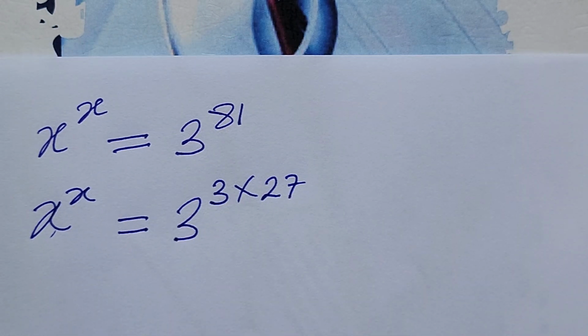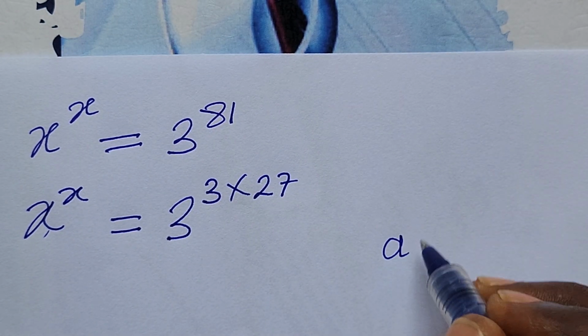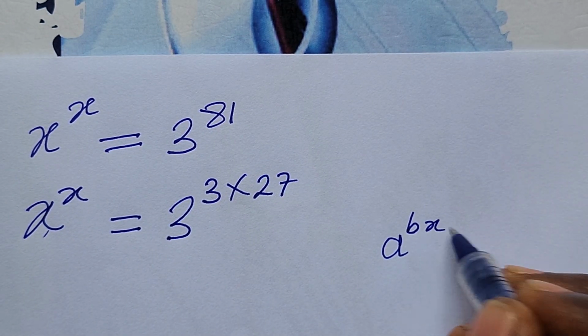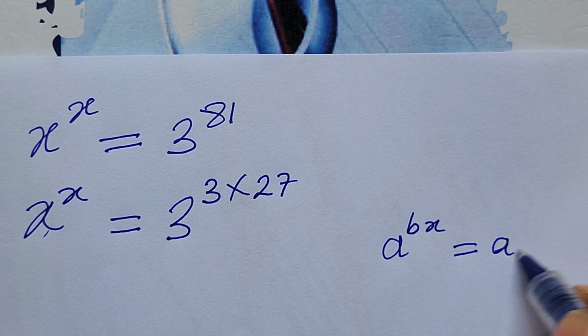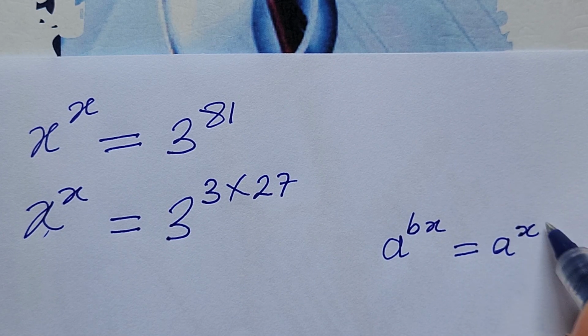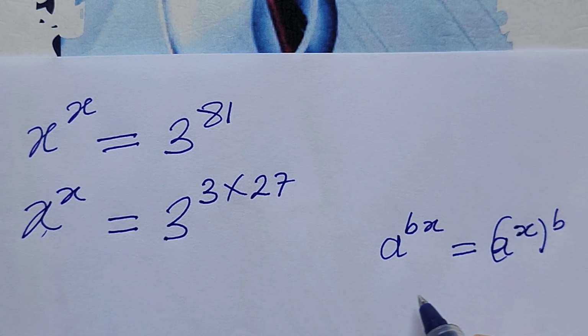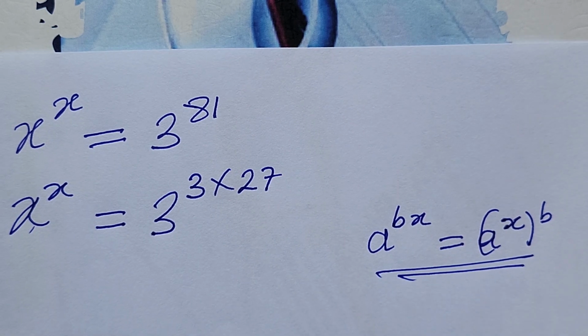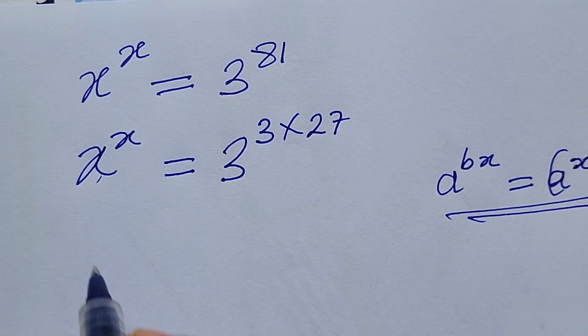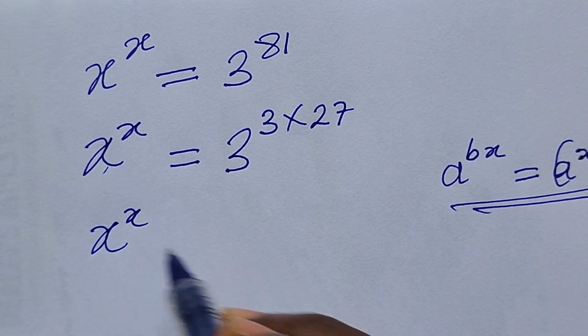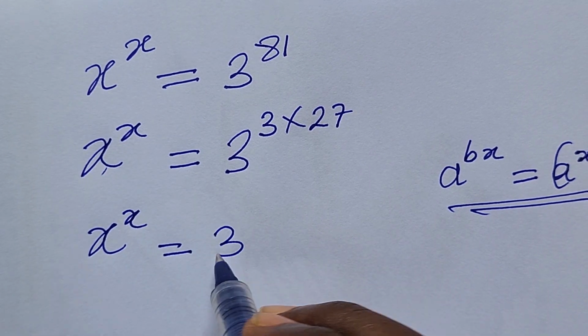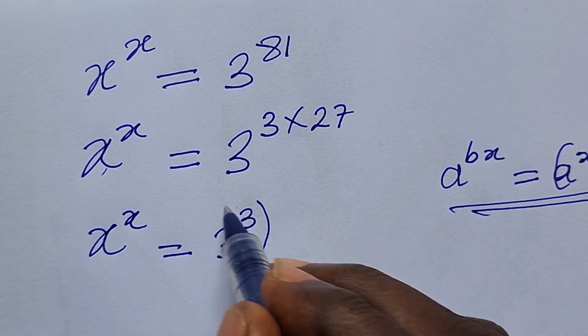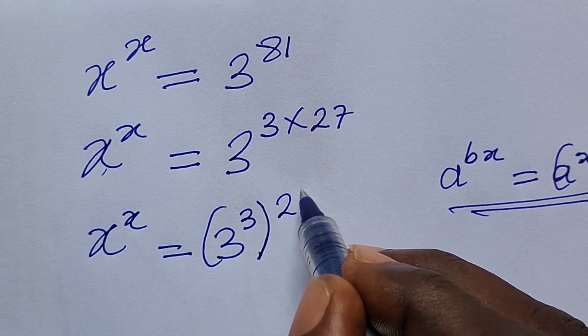Again, remember the law. We say that if you have a to the power of bx, this is the same thing as a to the power of x, all raised to b. Okay, so you remember this law. So if we apply that here, then this will now give us x to the power of x is equal to (3 to the power of 3) all raised to 27.